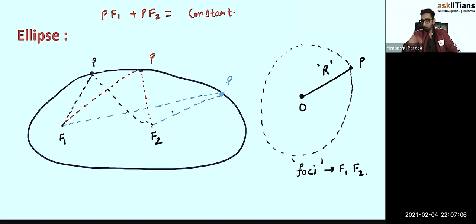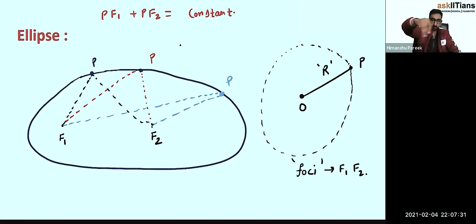I hope you got my point. If you haven't understood, let us do one activity here. I can show you a video in which a person uses a pen. There are two fixed points with pins, and from there he will use a thread.